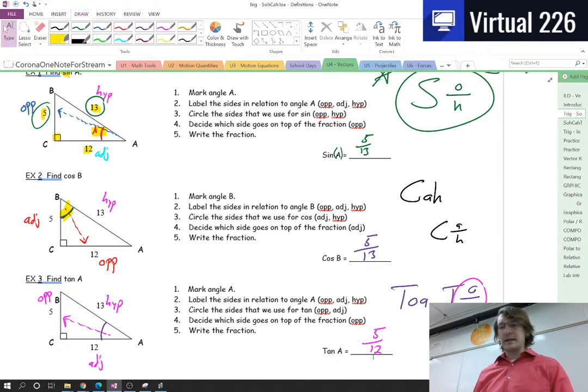What we're going to look at in our next little video is how we can actually use our calculator to start crunching numbers for these sines, cosines, and tangents, and figuring out how we can find some of these unknown values moving through it.